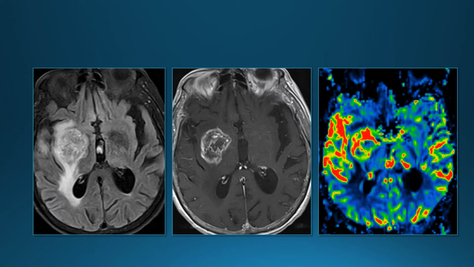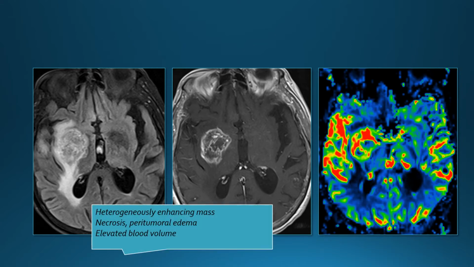FLAIR, post-contrast T1, perfusion: heterogeneously enhancing mass, a lot of necrosis, elevated blood volume, glioblastoma.